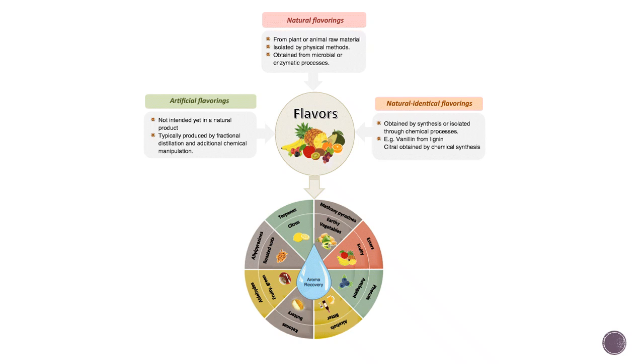For example, vanillin. Natural vanillin is very costly, so we synthesize the vanillin compound from the lignin molecule. Citral is obtained by chemical synthesis. Then we go for artificial flavoring, not intended to be found in a natural product. Most commonly, artificial flavors are not extracted or isolated from any natural sources. They are developed by chemical methods at laboratory level, typically produced by fractional distillation, and additional chemical manipulations are used to produce the artificial flavors.